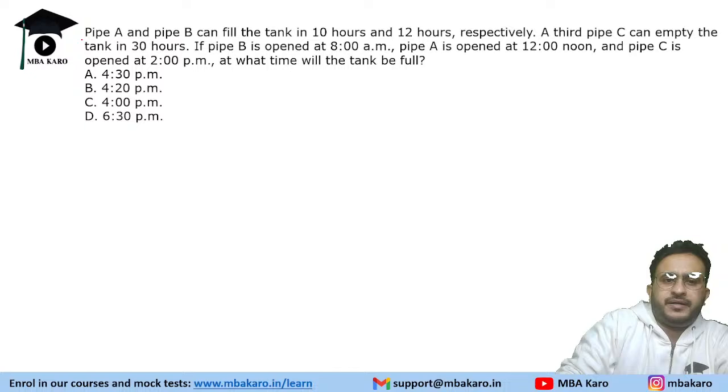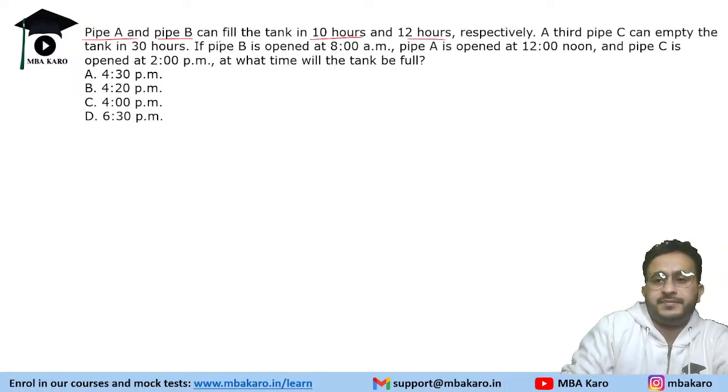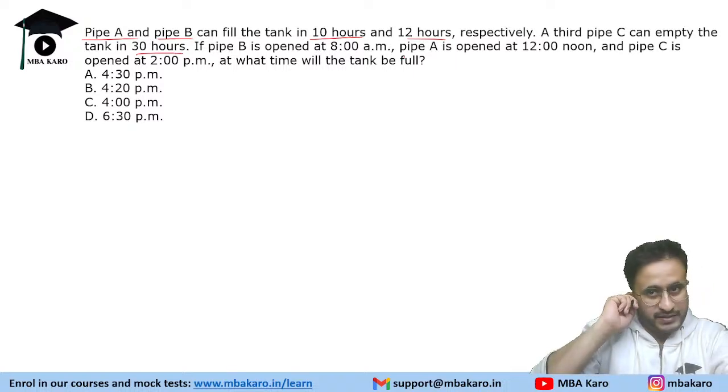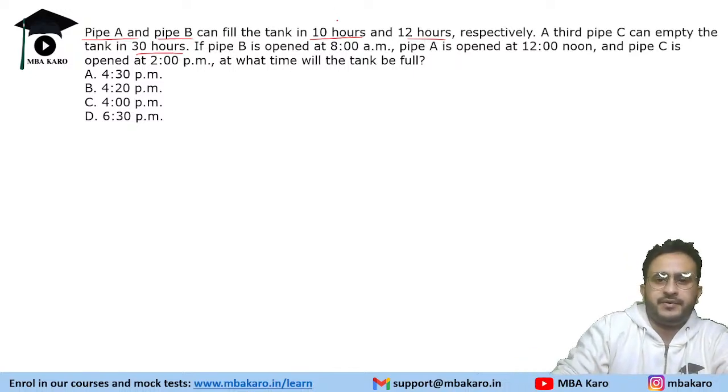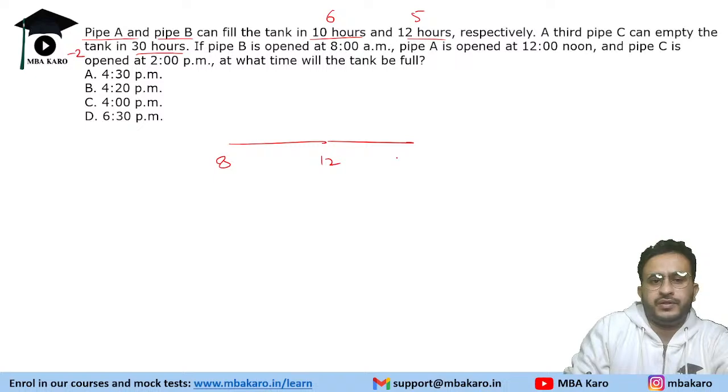So pipes A and B can fill a tank in 10 hours and 12 hours respectively. A third pipe C can empty it in 30 hours. B is opened at 8 a.m., A is opened at 12 noon and C is opened at 2 p.m. When will the tank be full? Okay, so let's assign the capacities 6, 5, and this is minus 2. 8 to 12, 12 to 2, and the remaining we need to find.